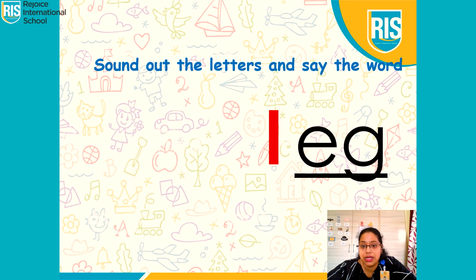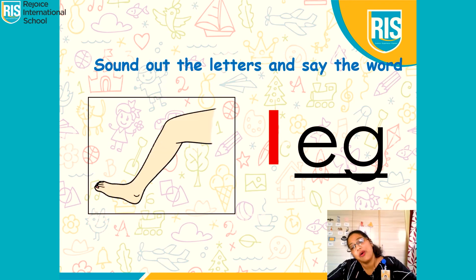The next word that belongs to the EG word family is, can you all read it? Did I hear an L? Correct. L, E, G, leg. We all have two legs, right? L, E, G, leg. All right.